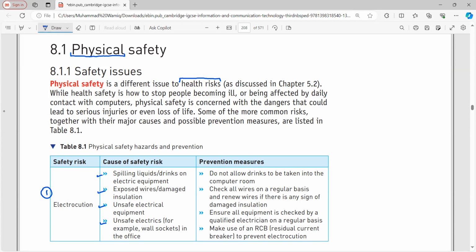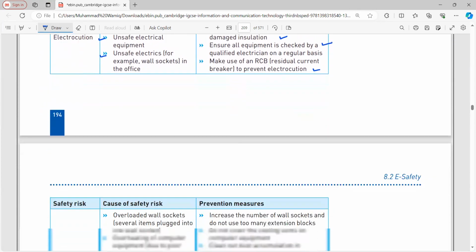Some preventive measures include that we should not eat or drink in our computer room. We should check that all of the wires are properly placed and properly insulated. We should also ensure that all equipment is checked by an electrician, and make use of a residual current breaker. A residual current breaker balances the electrical current, and if there is any electrical shock, it turns the breaker off and cuts the electricity. So you can be saved from electrocution, which means being exposed to electrical wires or electricity.